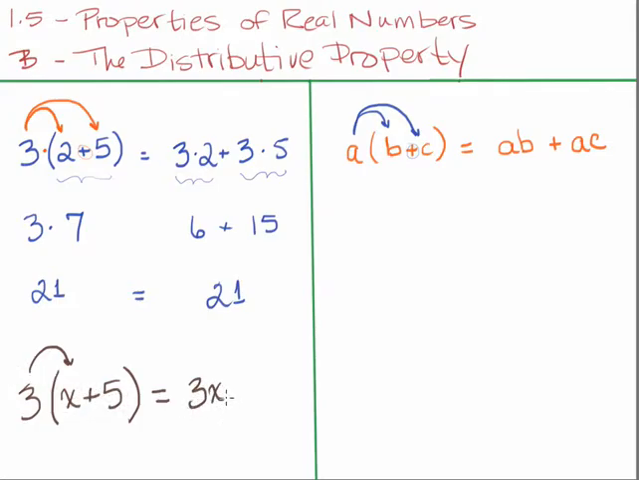plus 3 times 5. This becomes 3x plus 15 because I can simplify the 3 times 5. And that's why it's called the distributive property of multiplication over addition. Here's the multiplication, and I have to multiply that 3 over this sum, over this addition. Multiplication over addition. I'm distributing the 3 over this plus, x plus 5.